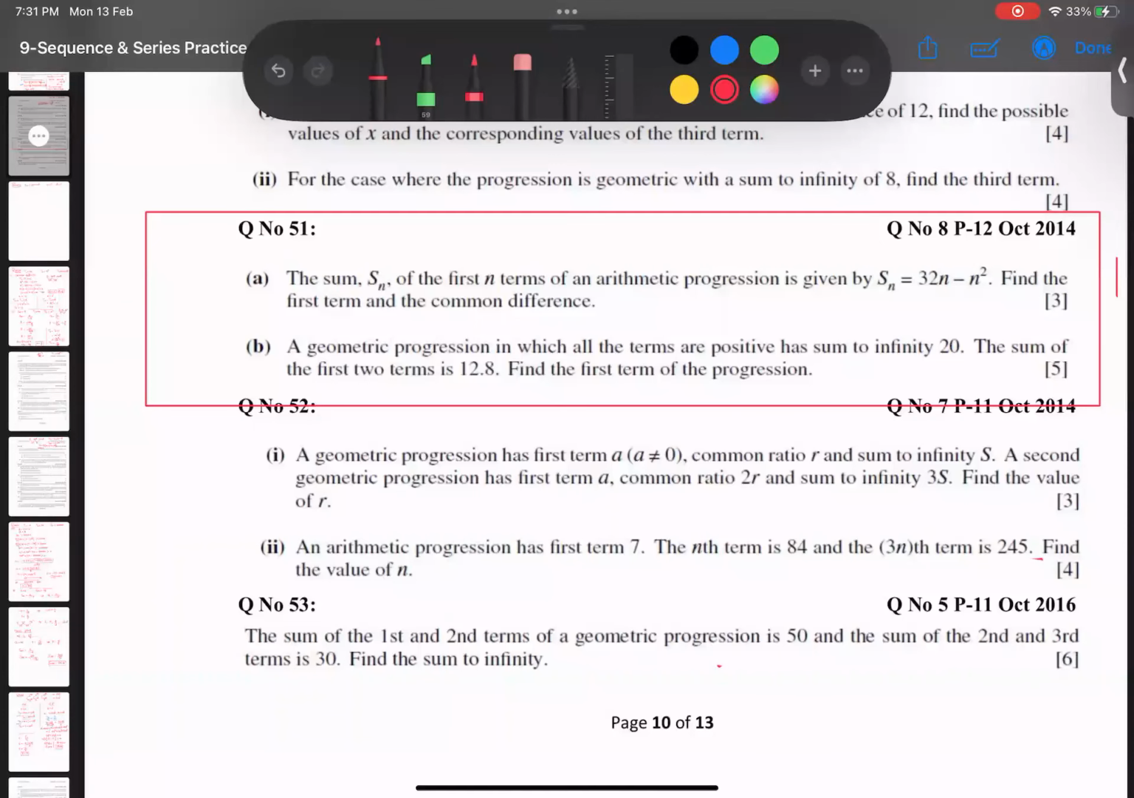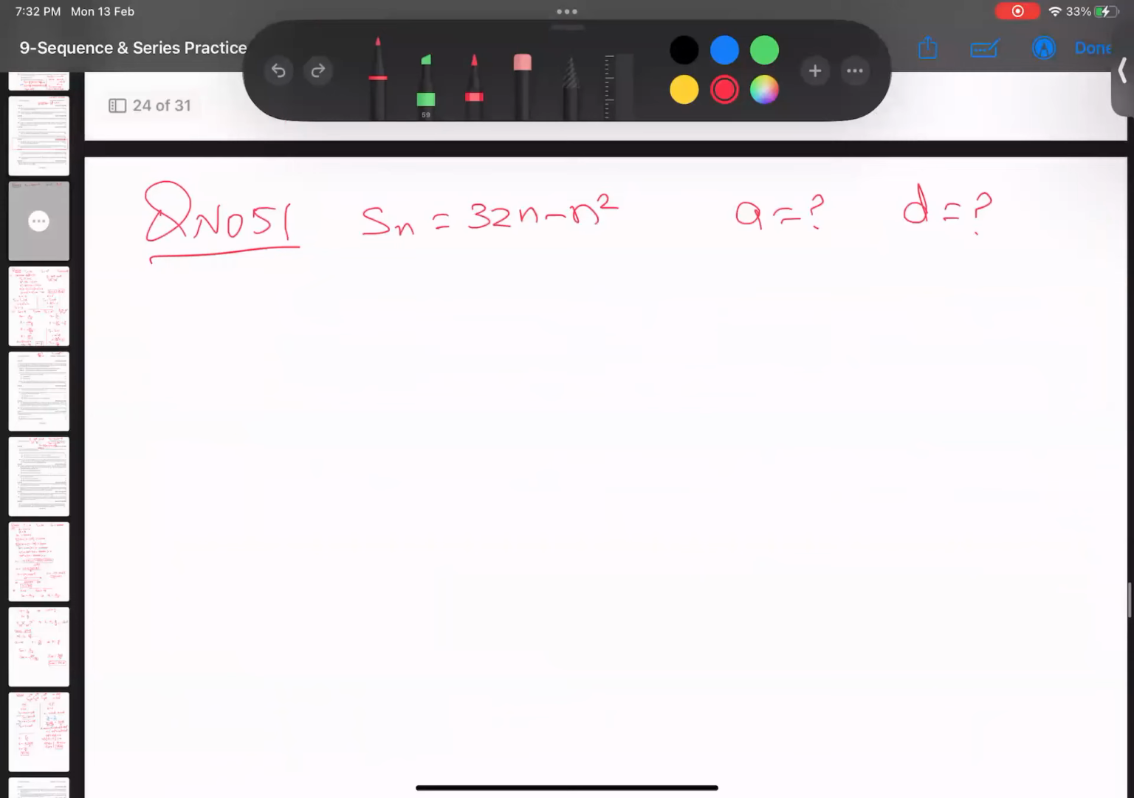This is the October 14, 12 variant, question number 8. The question is: the sum of the first n terms of an arithmetic progression is given by a formula. Find the first term and the common difference. So have a look now.